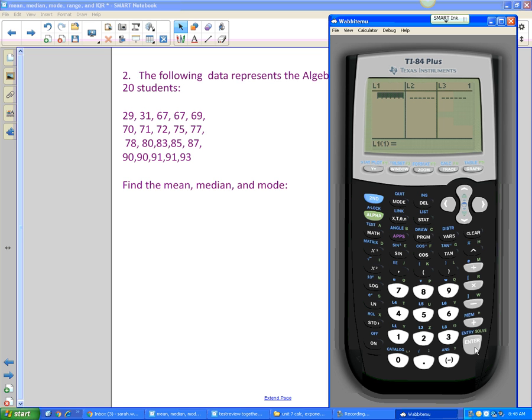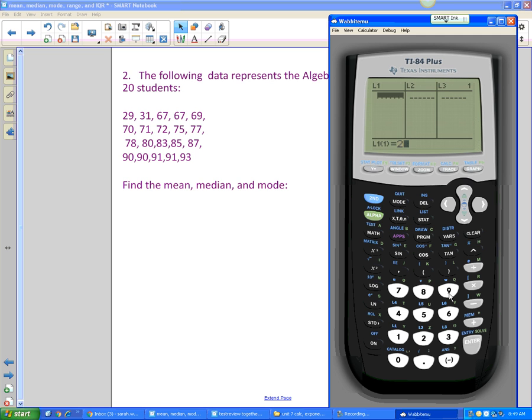Now, if you have anything in here, go ahead and clear it out. Go up to L1, clear, enter. Go over to L2, clear, enter. Clear out anything that's in there. You want it to be completely blank today. Okay, anybody need help clearing their calculator? Okay, we're going to put all of these numbers in L1.